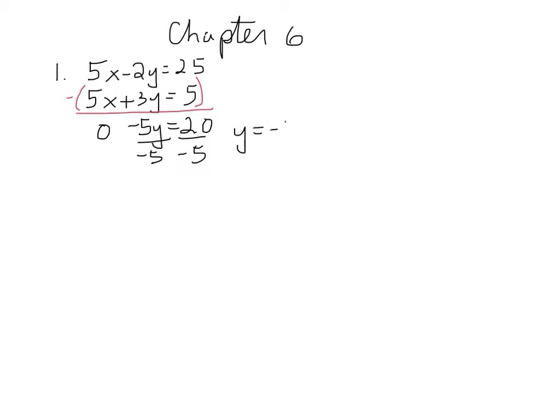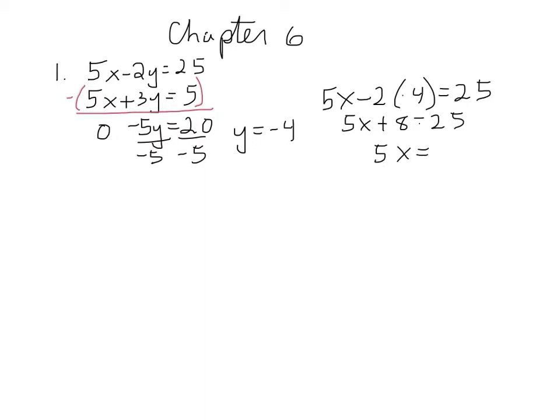Y equals negative 4. Halfway done. I need to find x. I'm going to plug negative 4 in for y into either equation. So 5x minus 2 times negative 4 equals 25. 5x plus 8 equals 25. Take away 8 from both sides. I get 5x equals 17. And I divide by 5. That cancels out. And my final answer is 17/5 for x, negative 4 for y.